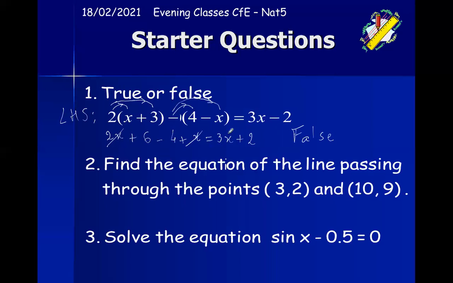It looks very close, but that's what they do. They make sure that it's so close. So it's false because 3x plus 2 is different from 3x minus 2.